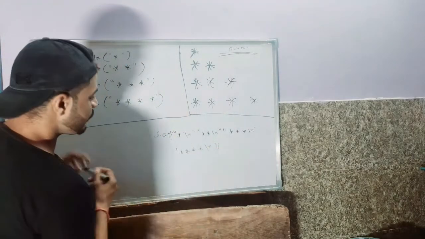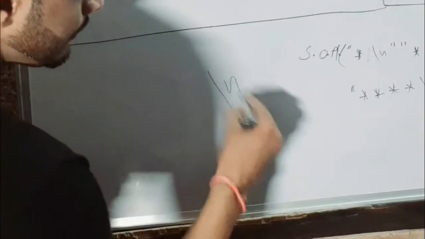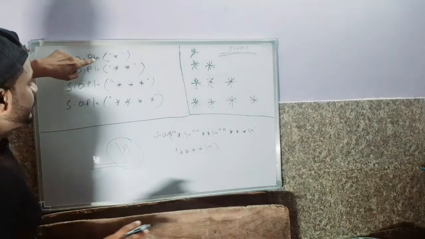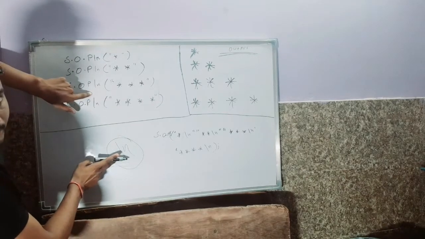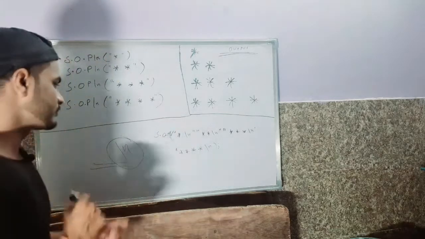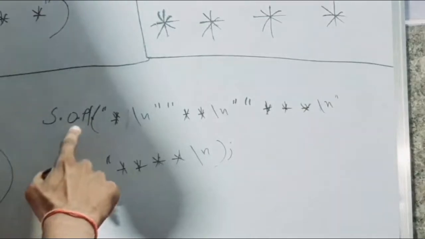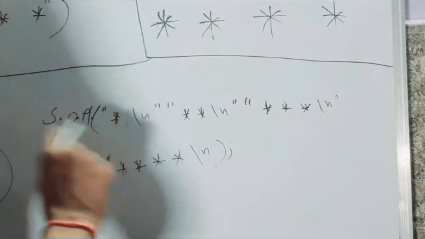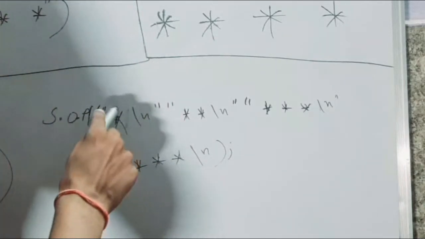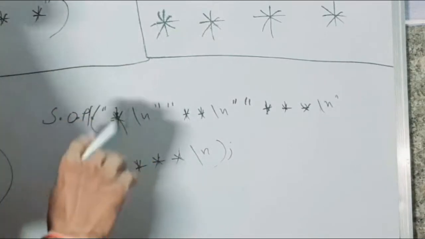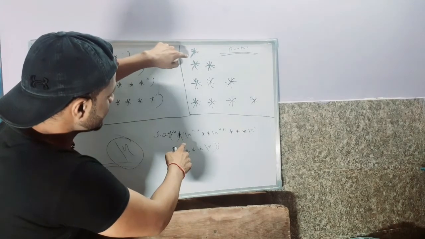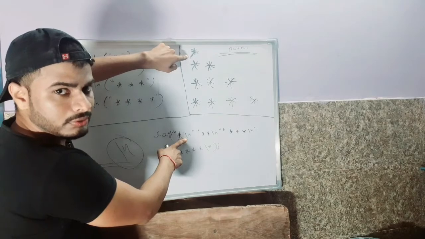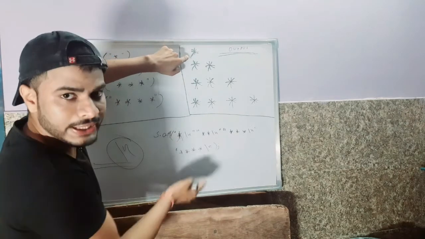How to do it? I want to introduce you to this \n. We use this ln or we use this \n; both are the same. How to use it? System.out.print, double quotes, single star, \n, quotes close. What do we do? A single star and \n. What does it mean? It means change the line.